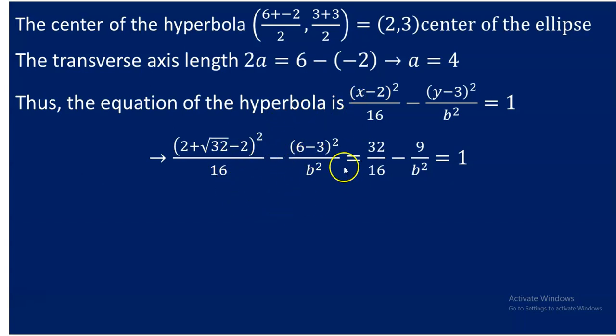So based on this, you can determine what b is, and from this, the value of b is obtained to be 3. So b is obtained to be 3.